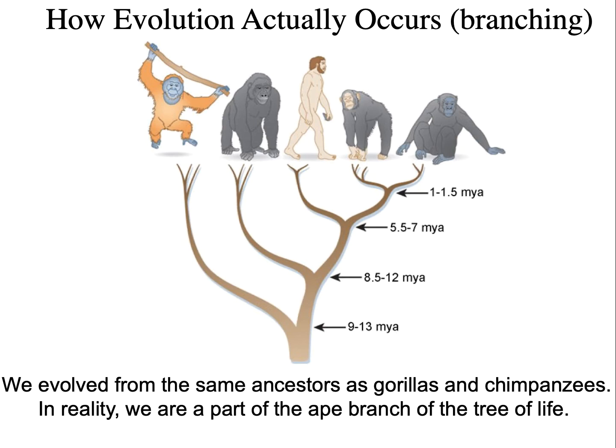So in this case, you see that gorillas and chimpanzees and humans all diverged or are on the same branch of the tree called the ape and gorilla branch of the tree. So instead of being linear, evolving from a gorilla, the gorillas and the chimpanzees and the humans all descended from a common ancestor in the past.